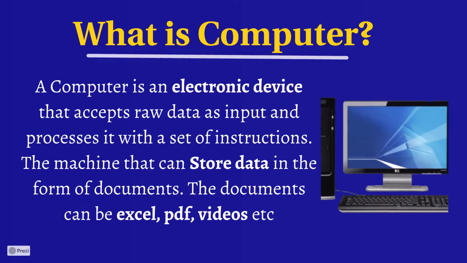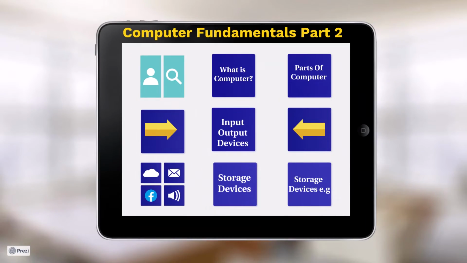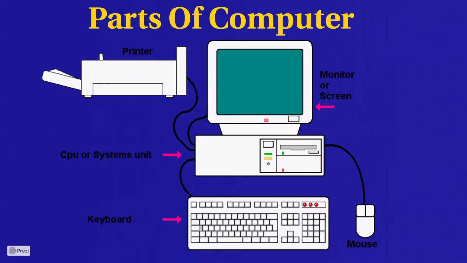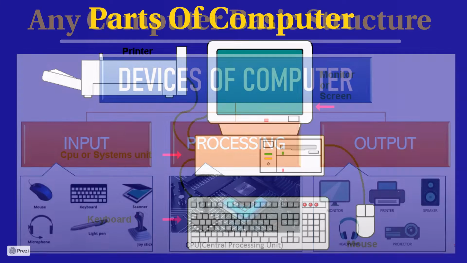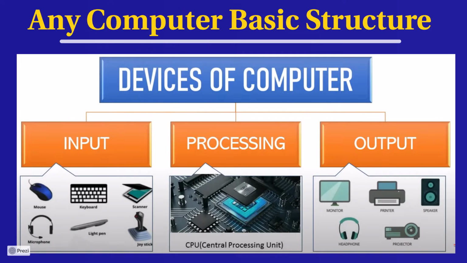Now we see what are the parts of computer. Basically this is a monitor, also called a screen. Screen has different sizes. Then CPU, central processing unit, it is the heart of computer. Then we have devices of computer: input devices, output devices. One is a processing unit. Again CPU plays a very important role.